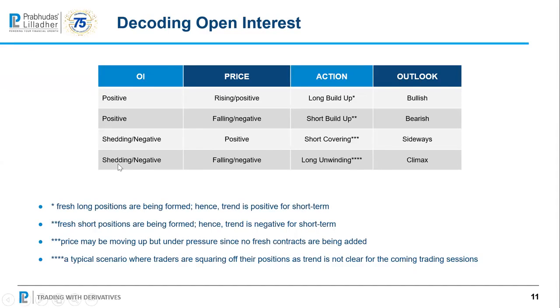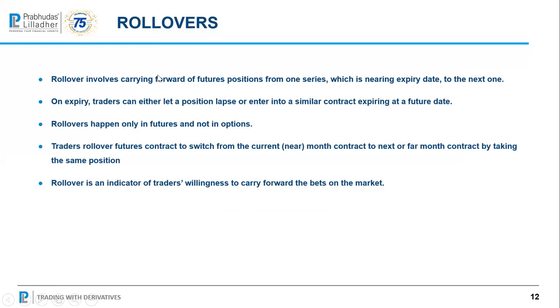And OI, when it is shedding or negative and price is also falling and it is negative, it means that it is long unwinding. And that means the stock or that particular contract, script, is nearing its climax. It could either go down more rigorously or it can go up from here. It's completely at some climax there. You don't know how the stock is going to be. So in that case, we have to wait and watch. So this is OI, how to understand.